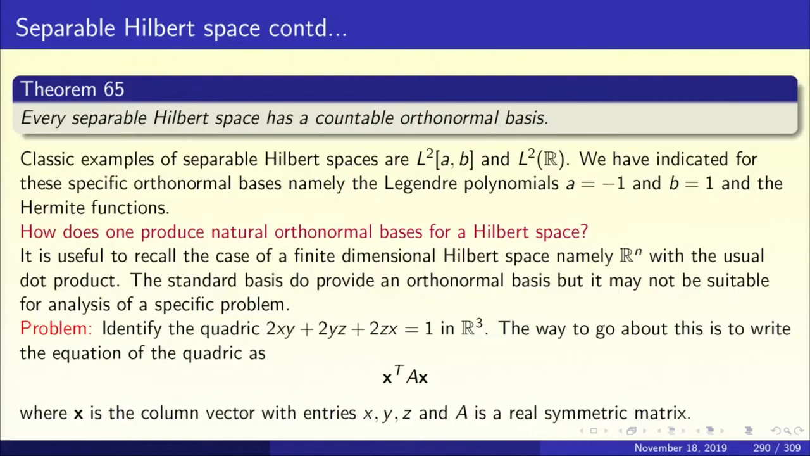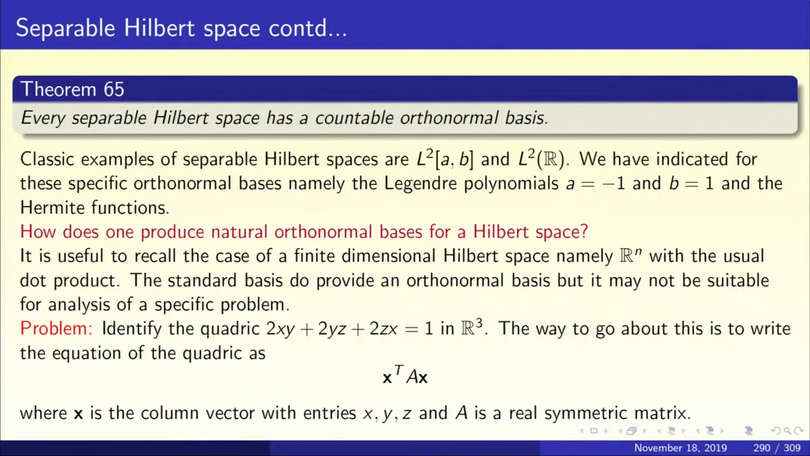So what do we get? We have got the result that every separable Hilbert space has a countable orthonormal basis. Theorem 65 in the slide, we have just gone through the proof of this theorem. Every separable Hilbert space has a countable orthonormal basis. So classic examples are L2 of AB and L2 of R. We have already indicated for these spaces specific orthonormal bases, the Legendre polynomials and the Hermite functions.